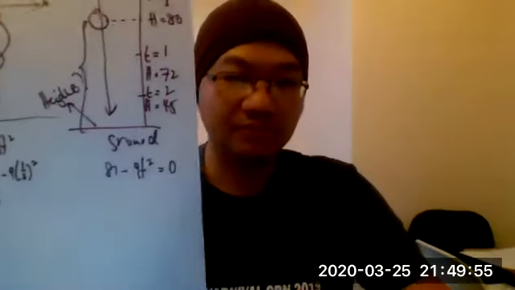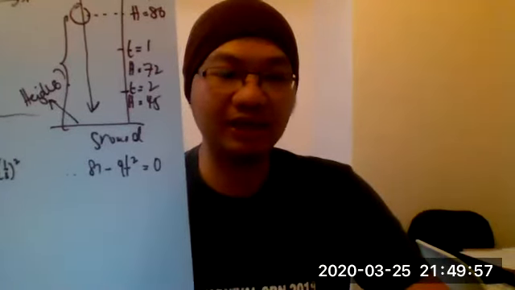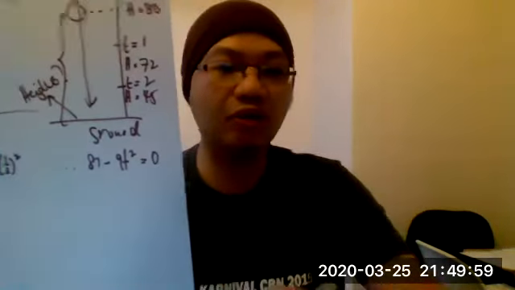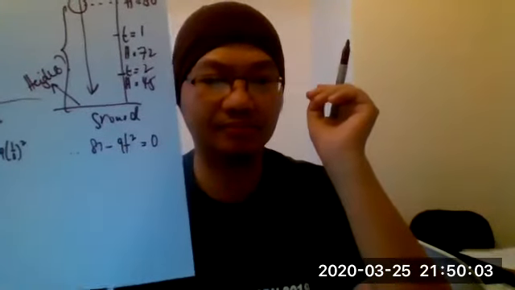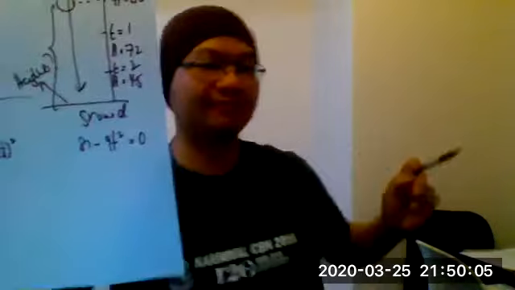Berapa? What's your t? 81 minus 9t squared equals 0. This is quadratic, right? So how much is your t?